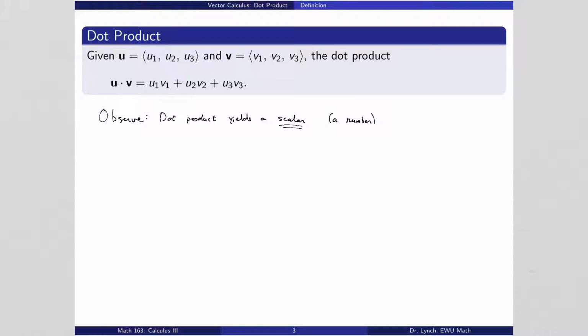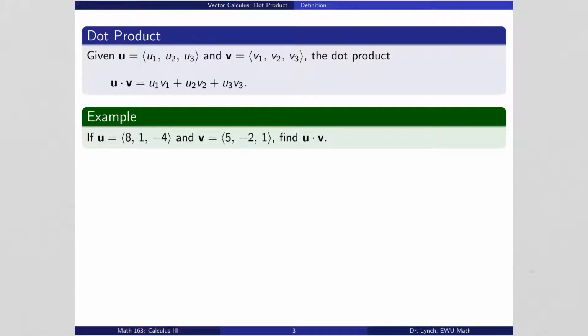So go ahead and check out an example. Here's an example. If u is (8, 1, -4) and v is (5, -2, 1), find u dot v. Now here I'll go ahead and write this out in all of its gory details so that we see the details, and then in practice you'll probably get pretty quick at doing all this. So in this case we see the dot product is 8 times 5 plus 1 times negative 2 plus negative 4 times 1. So just crank out the numbers here and you end up with 34. So the dot product of u and v in this case is 34.